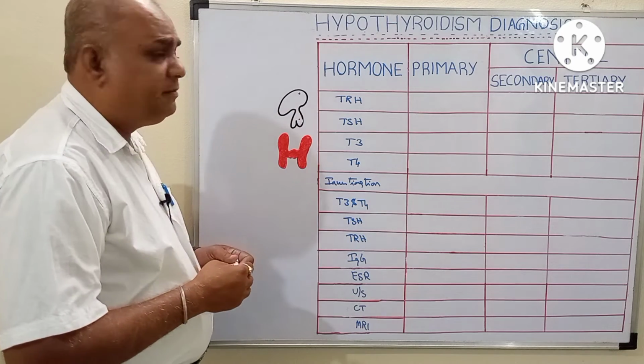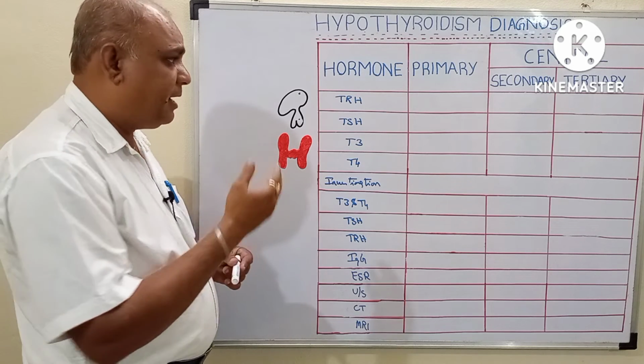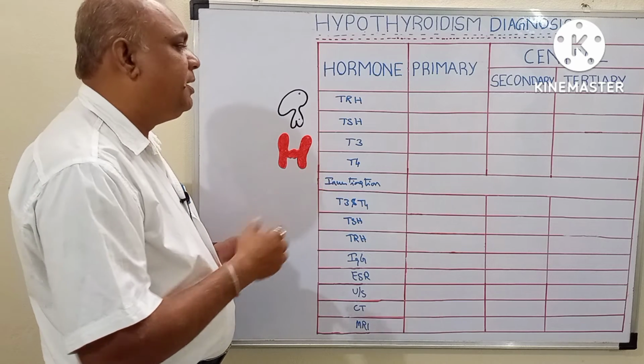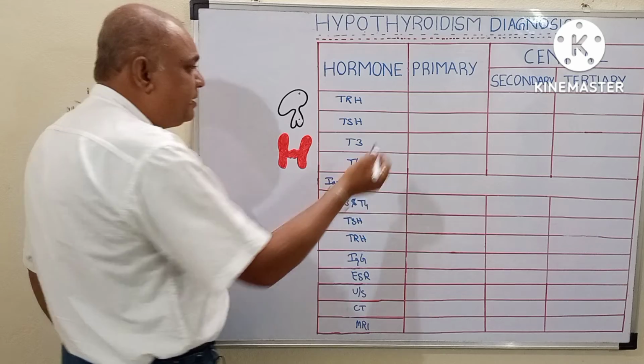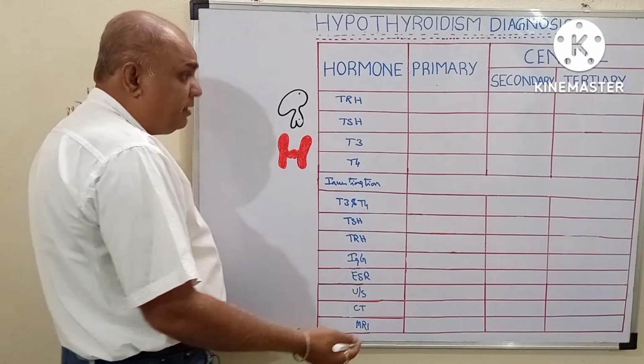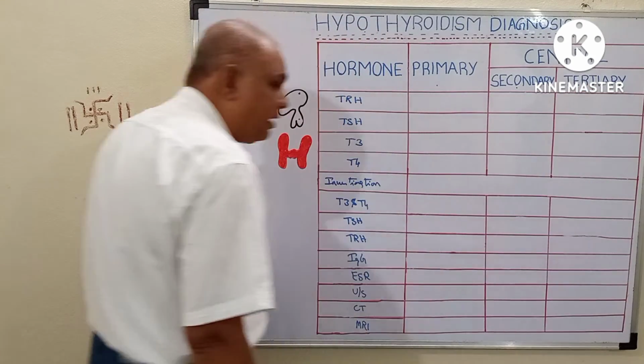Hypothyroidism is divided into three types: primary hypothyroidism, secondary hypothyroidism and tertiary hypothyroidism. The most commonly seen is primary hypothyroidism, secondary hypothyroidism is rare, and tertiary hypothyroidism is very rare.